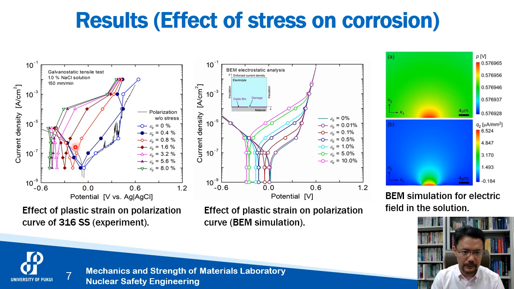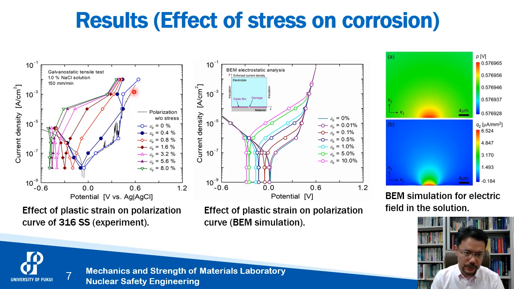And the left side of the curve is called the cathodic curve. And the right side is called the anodic curve. And the corrosion is related to this anodic curve. So the anodic curve is important to evaluate the corrosion behavior. Without stress, we can measure this polarization curve like this black line. And the plots are the results of rapid tensile tests in this study.